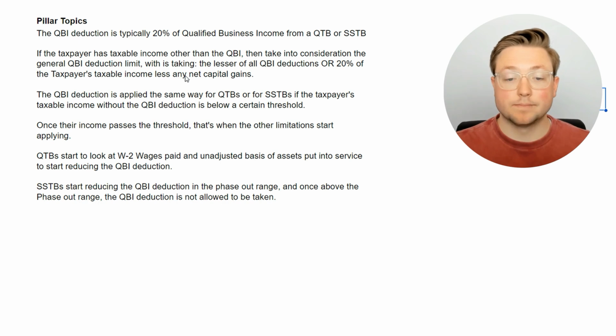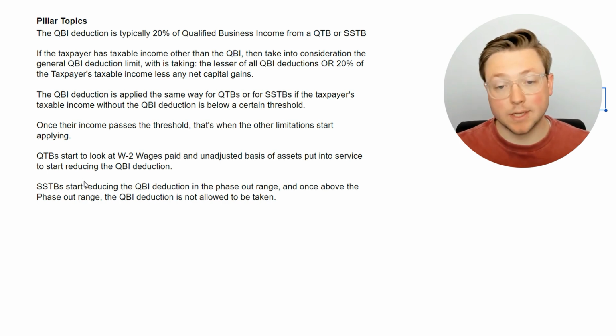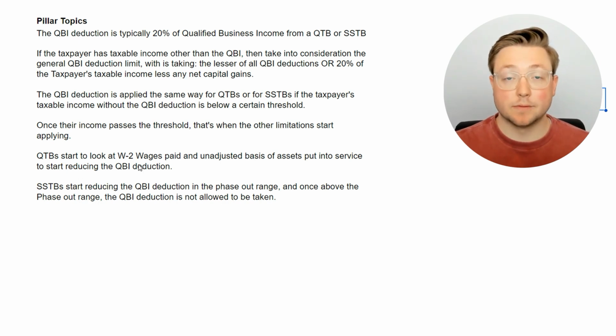So the most important thing you need to know is that when you're underneath the phase-out range, this is what you focus on. And when you are over the phase-out range, you apply this limitation for QTBs, and for an SSTB, you don't get to take the QBI deduction at all. With that said, that is the end of the video.